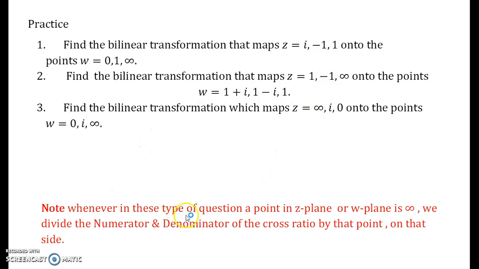The main thing over here is this: whenever in such a question a point in the Z plane or in the W plane is infinity, we divide the numerator and denominator of the cross ratio by that point on that side. This is very important to remember, and if you remember this, you will be able to solve all these 3 problems. You can go through the example easily.